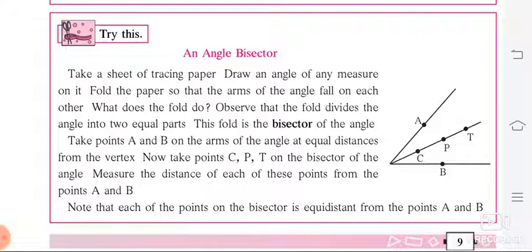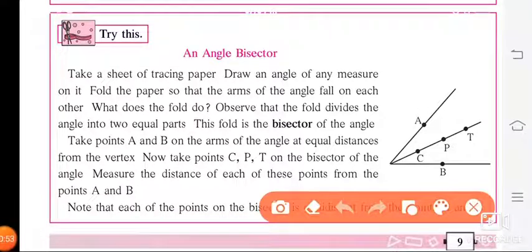So they have given you an activity, that is you have to take a sheet of tracing paper. You all know what is a tracing paper. It is a little bit transparent, thin paper. Draw an angle of any measure on it. You can take any measurement. Fold the paper so that the arms of the angle fall on each other. So you have to fold that paper such that arm 1 will fall on arm 2.